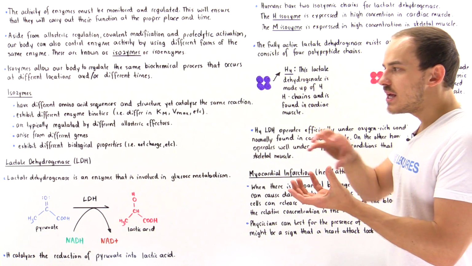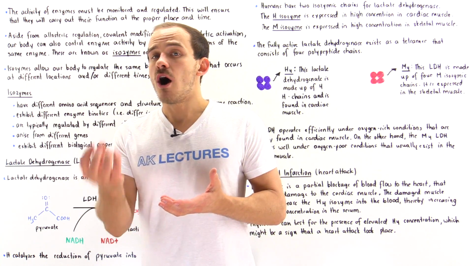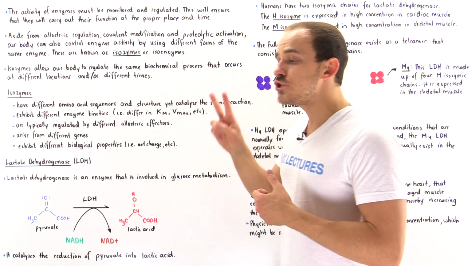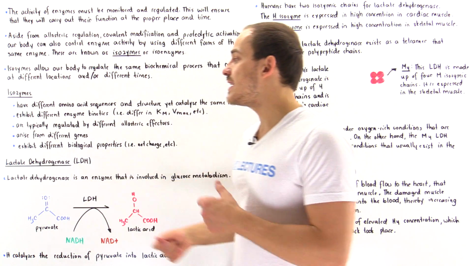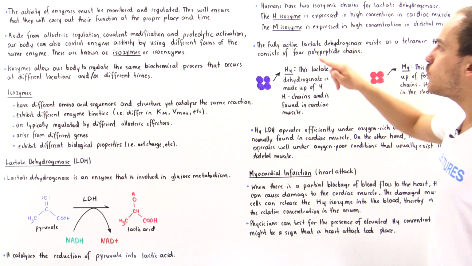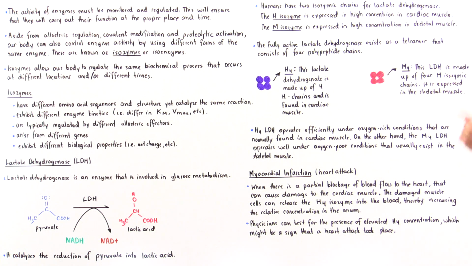Now, if we examine the quaternary structure of lactate dehydrogenase, LDH, we're going to see that it consists of 4 individual polypeptide chains. And inside the human body, we have 2 types of these polypeptide chains that can constitute lactate dehydrogenase. So humans have 2 isozymic chains for lactate dehydrogenase: the H isozyme chain and the M isozyme chain. It's the H isozyme chain that is expressed predominantly in high concentration in the cardiac muscle cell, and it's the M isozyme chain that is expressed in high concentration predominantly in the skeletal muscle cell.